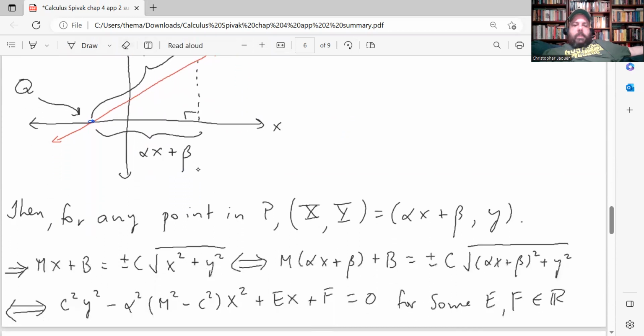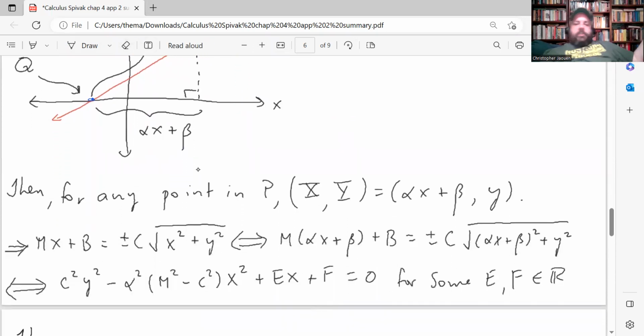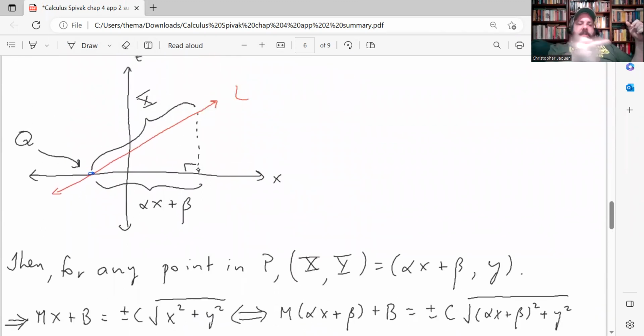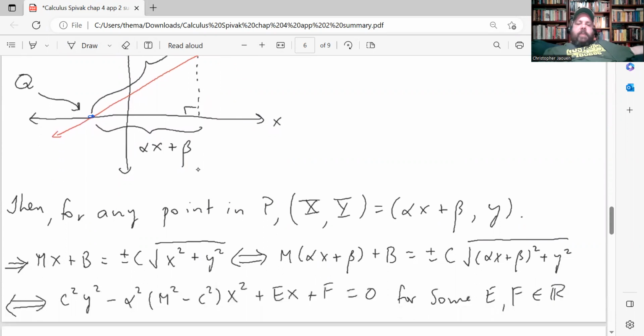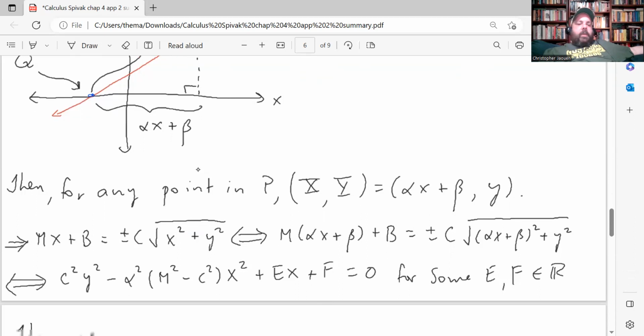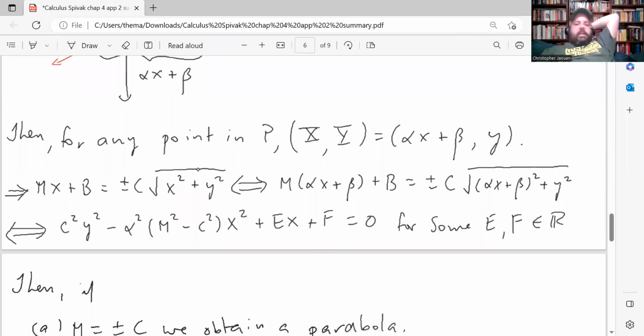Right, so the points in the plane, and I should say also, since the y coordinate is parallel to the line through Q, the y coordinates end up being the same as the original y coordinates. So if capital X, capital Y is a point in the plane, then it can be written in terms of x and y coordinates like this. Capital X is alpha x plus beta, and capital Y is just equal to the original y coordinate.